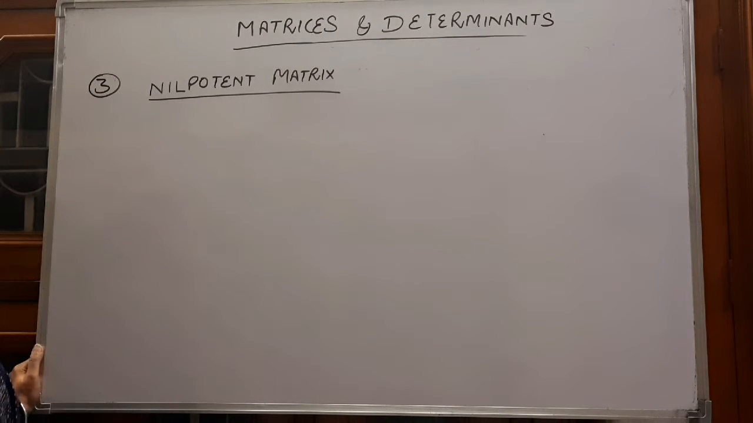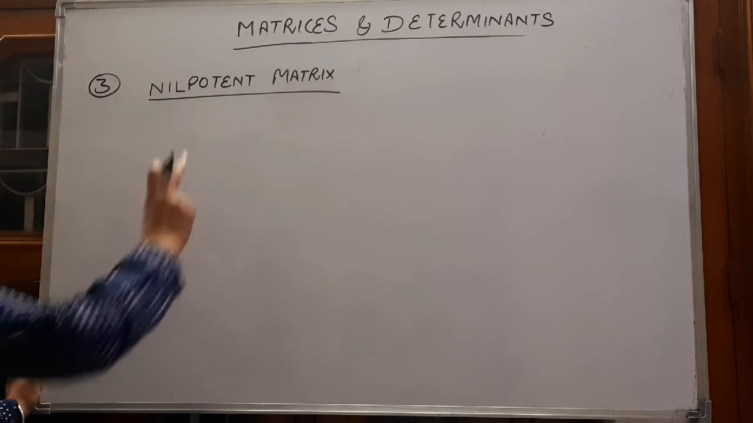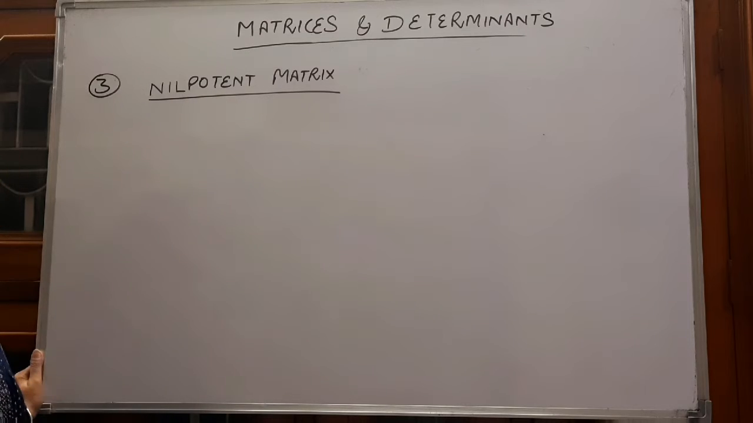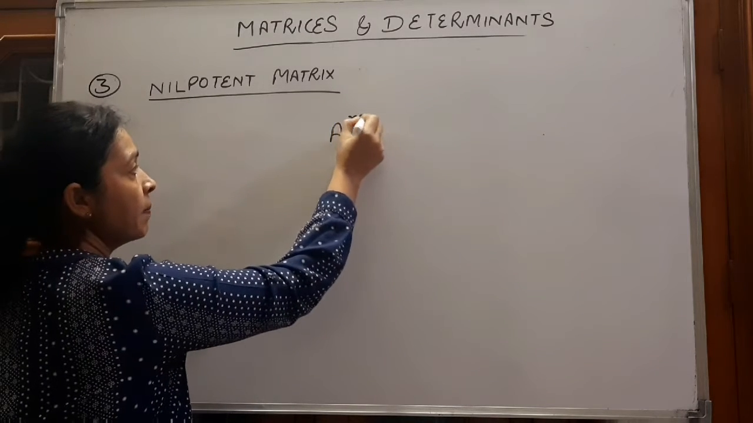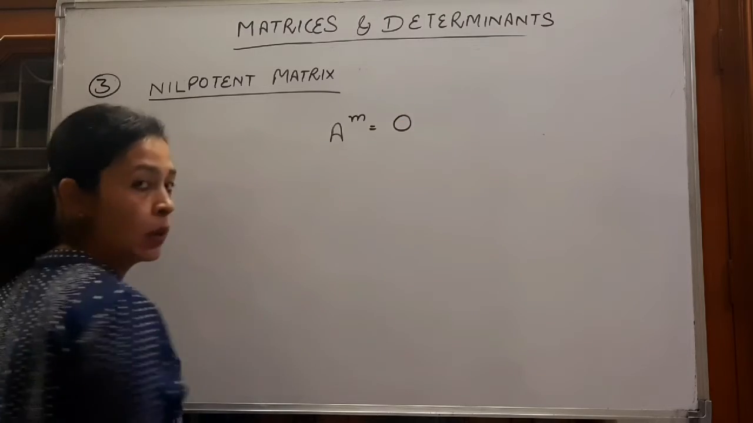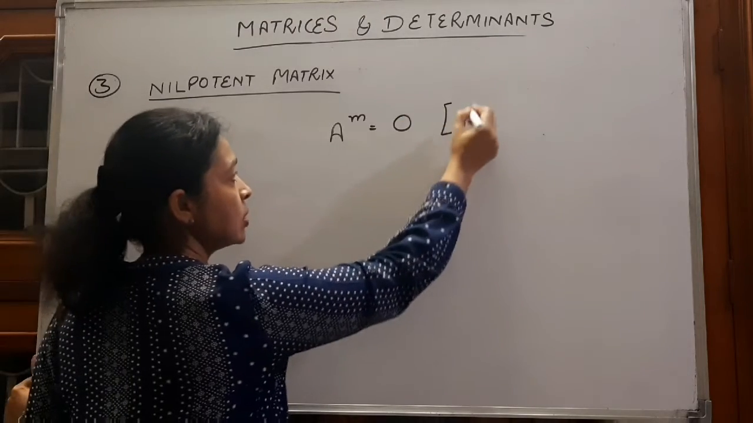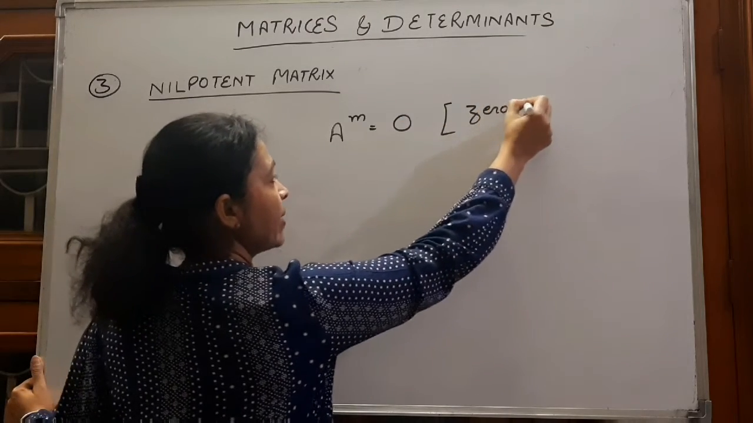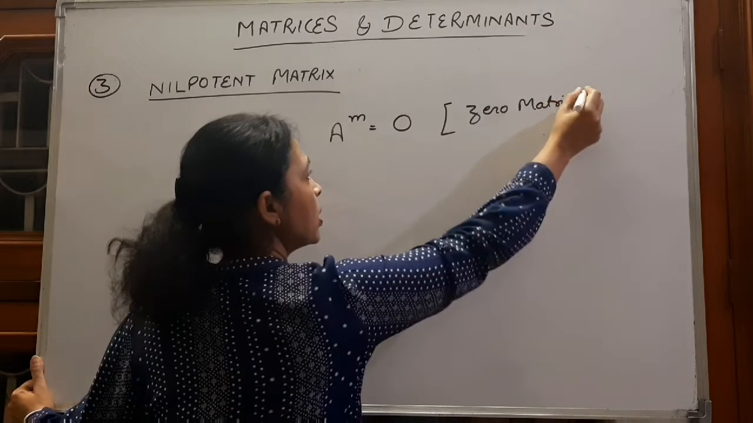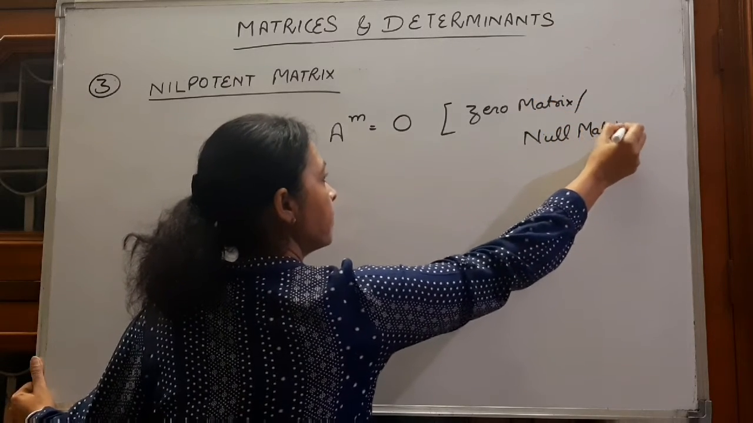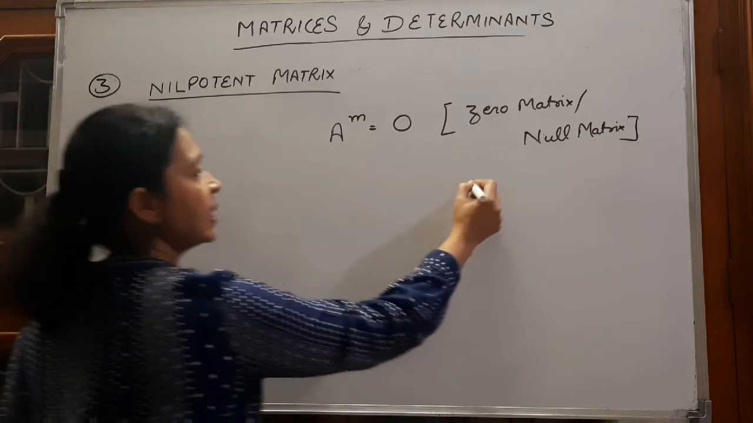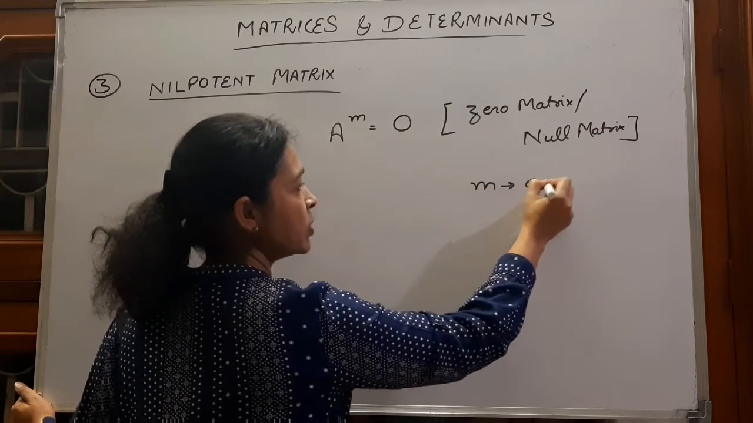Next term is nilpotent matrix. A square matrix is called a nilpotent matrix if A to the power m equals O. This O is not 0. This is the 0 matrix or null matrix, where m is any integer.